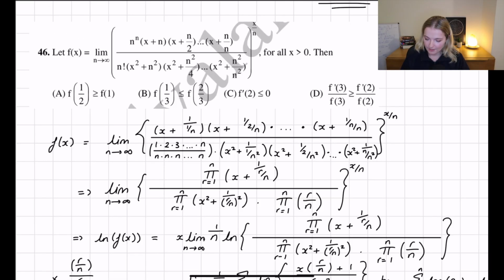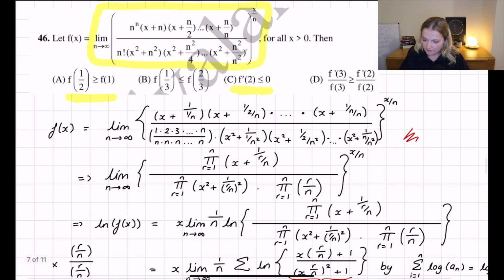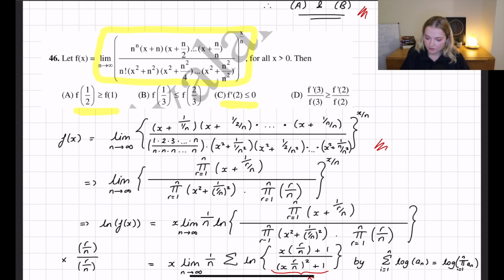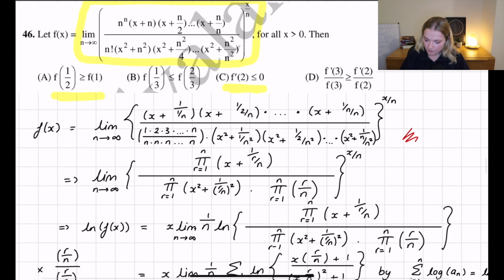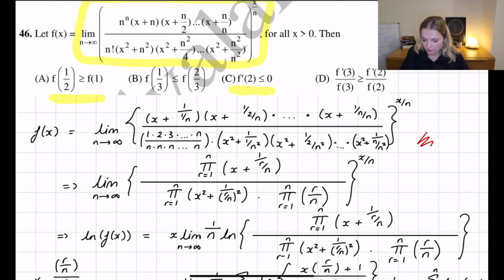Okay, so we have this limit, this crazy, crazy limit here, and we need to calculate some values. So we need to know what the value of f is at certain points and also what the derivative of f is at certain points. So the first thing you do is, I've just written it out again here, and you can look at the terms in the limit and you can notice certain things about them. So we can rewrite this limit, it's a bunch of multiplications. You can rewrite the top as this here, and then you can rewrite the bottom as this here.